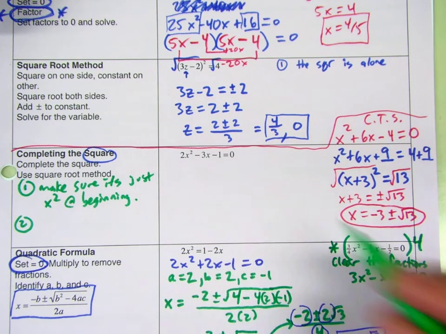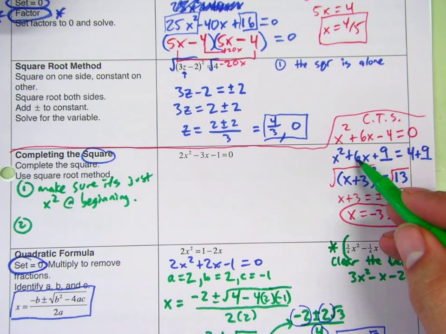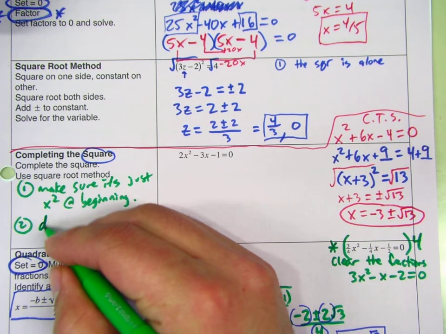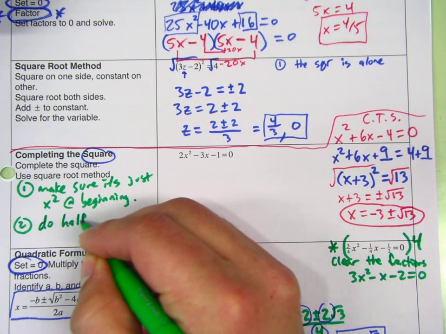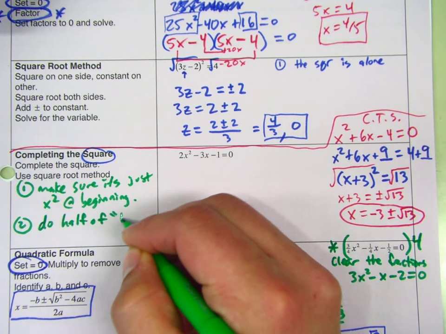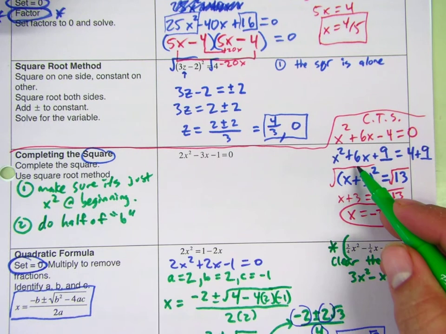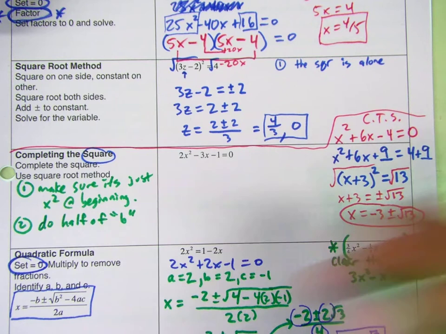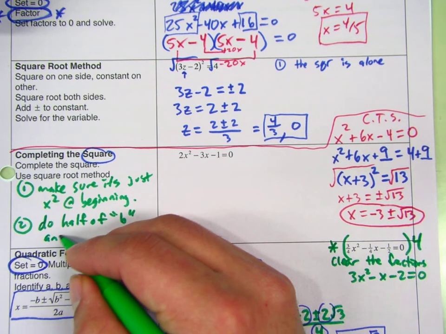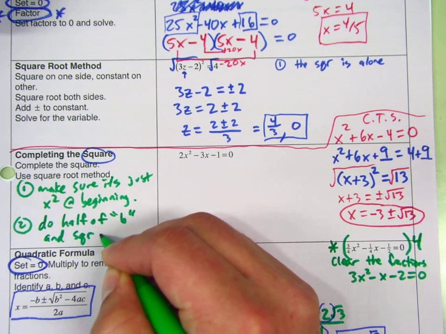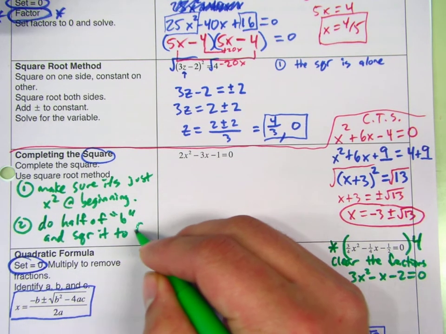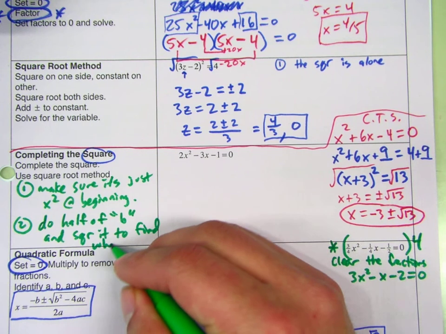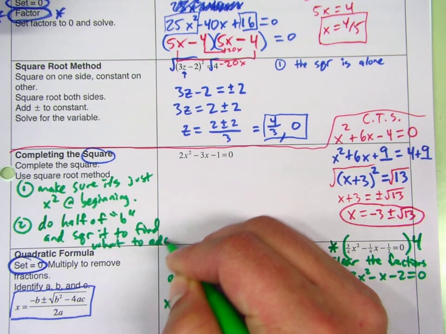Okay. So you guys said take half of the middle number, right? So do half of b. You guys know what I mean by b, right? The number in front of the x. And then how did we get the 9? We squared it. To find what to add on each side.